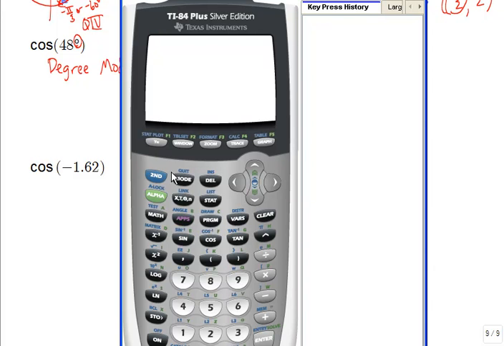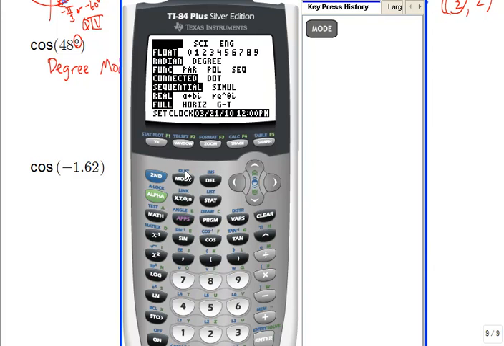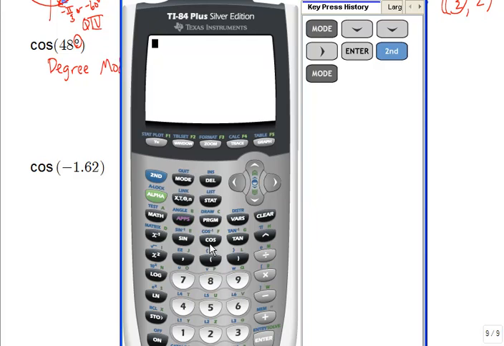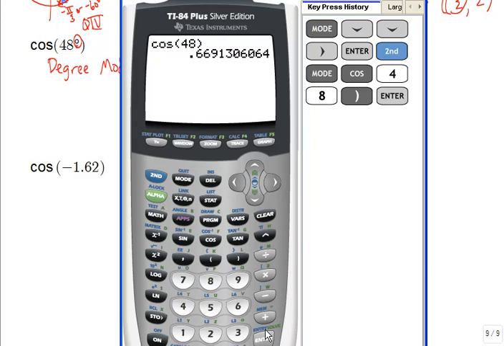To change your mode, just press mode, and the default is usually radians. So on mine, that's already highlighted. So I'm going to need to arrow down and go over to degree and hit enter. So now it's expecting me to type in angles in terms of degrees. So then I'm just going to quit out of here and type in cosine of 48. It's expecting that 48 to be in degrees, so this would be 0.6691.